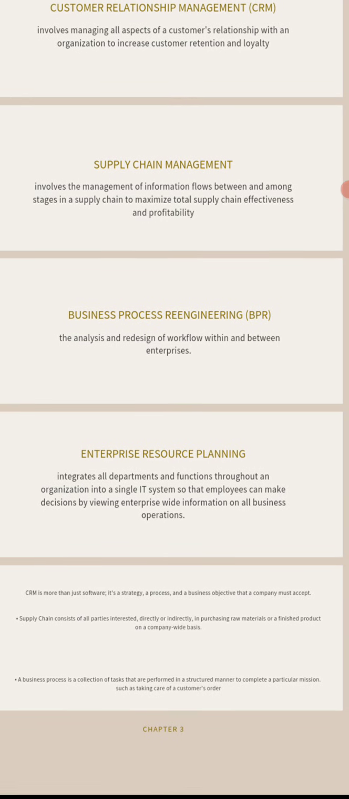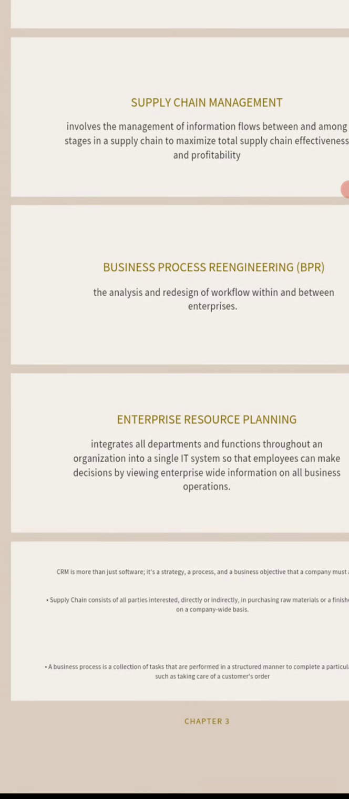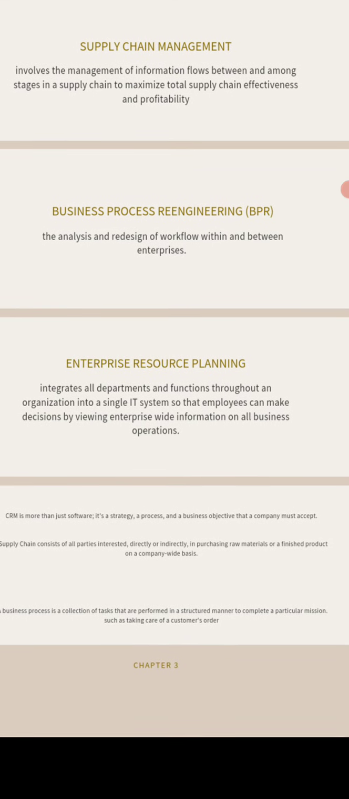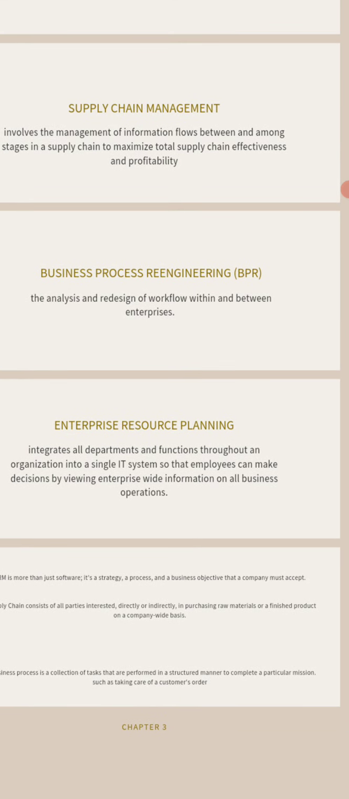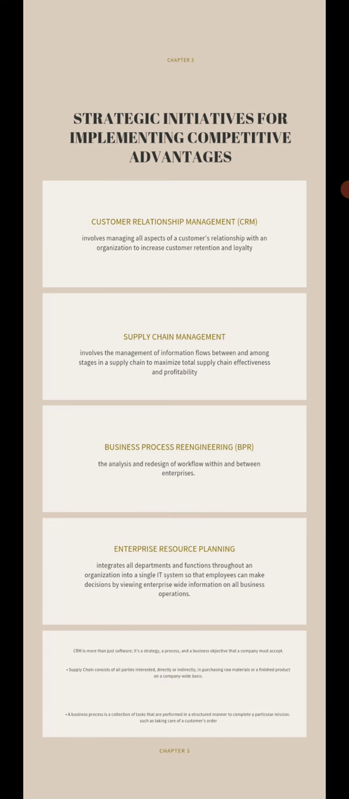CRM is more than just software. It's a strategy, a process, and a business objective that a company must accept. Supply chain consists of all parties involved, directly or indirectly, in purchasing raw materials or finished product on a company-wide basis. So I think that's all for my chapter 3.